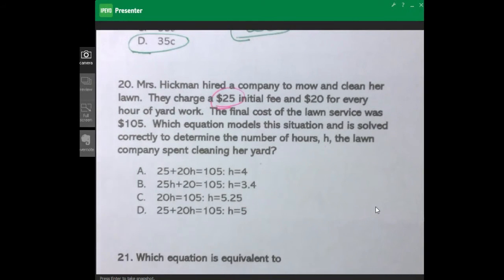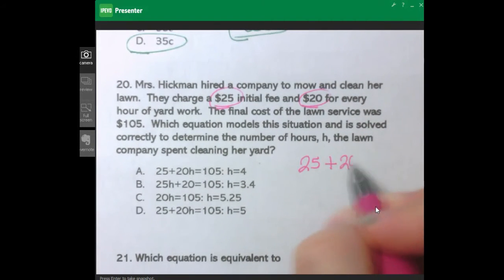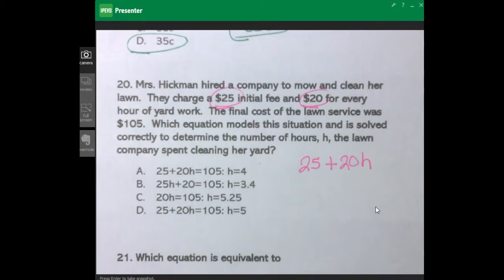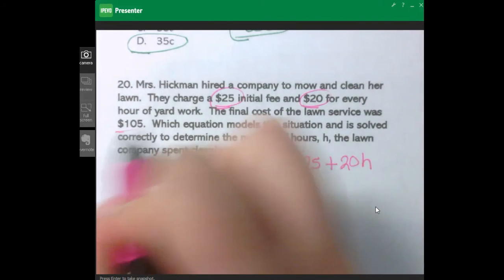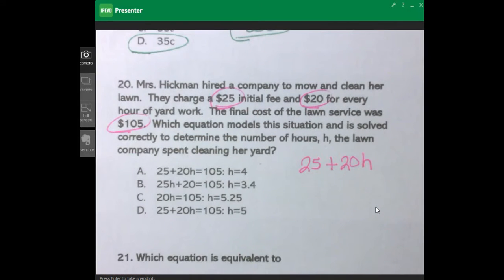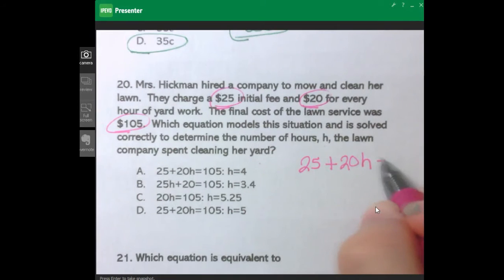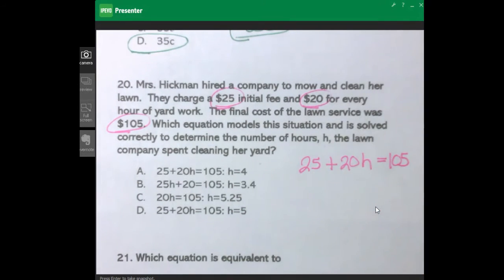So we know that they're going to charge her $25 regardless. Regardless of how much time they spend, there is a $25 fee. Now, for every hour, we have $20. So we're going to add to that $20 for each hour. They haven't told us how many hours, but they did give us a final cost. The final cost was $105.